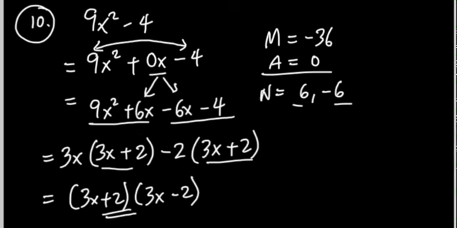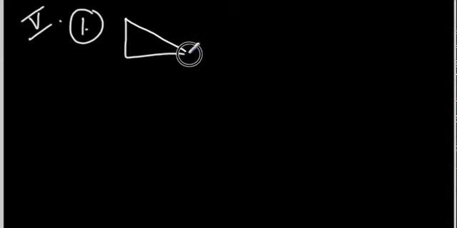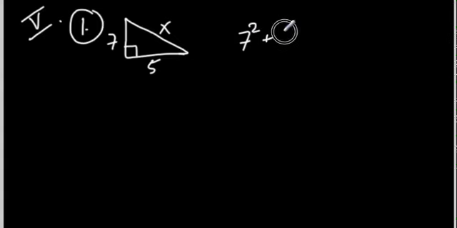Now let's move on to the next part, which was Pythagoras. So section 5, we have to solve for x and the unknown side. So let's start with this diagram right here. It's a right angle triangle. Okay, here's x, here's 7, here's 5. Right, so we can just use Pythagoras. So 7 squared plus 5 squared.